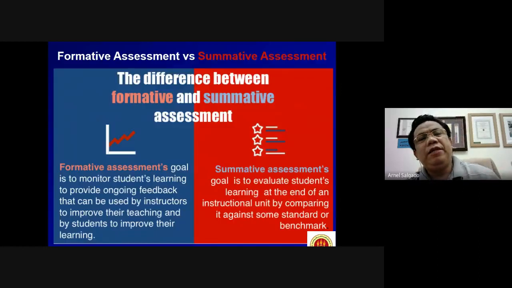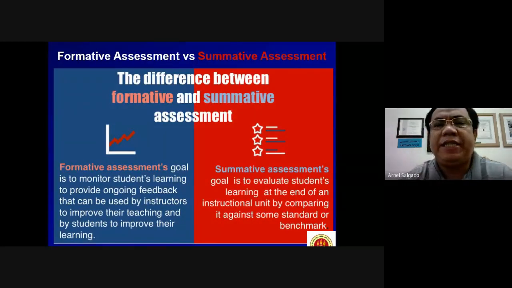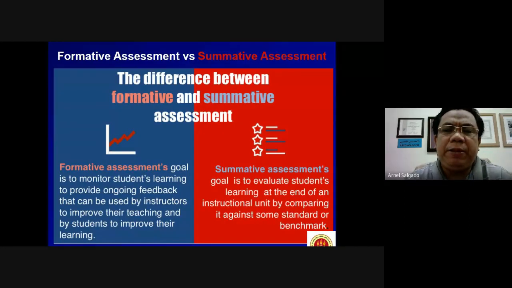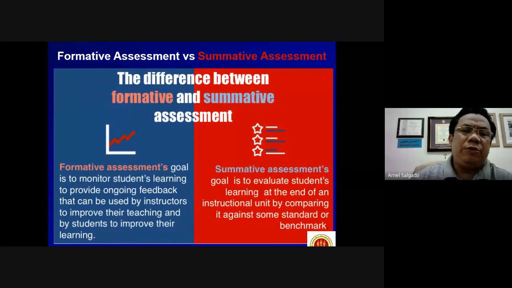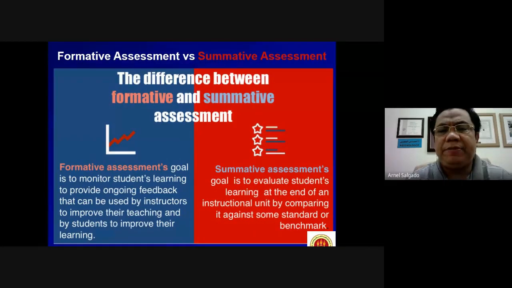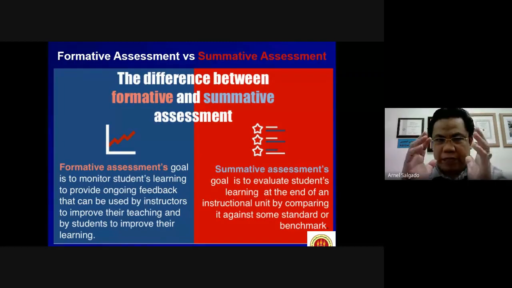Moving forward, I think I stopped here last time. I would like to show you the difference between formative assessment and summative assessment. On the left side, the blue one, we can see the formative assessment, and on the right side, the summative assessment, so that you can have a picture of it.